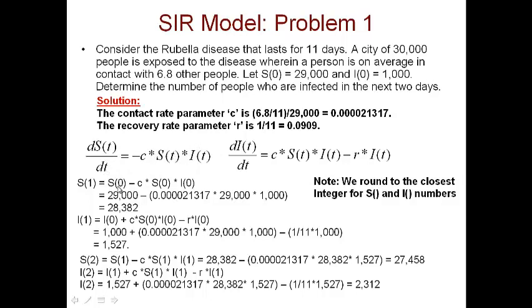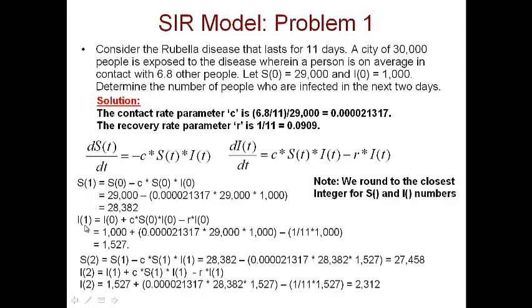Now S of 1 is basically S of 0 minus C times S of 0 times I of 0. This is how the number of susceptible people changes over time. We have all the values: S of 0 is 29,000, C we just found out, and S of 0 times I of 0. Do the math, you get 28,382. So this is the number of susceptible people at the end of day 1.